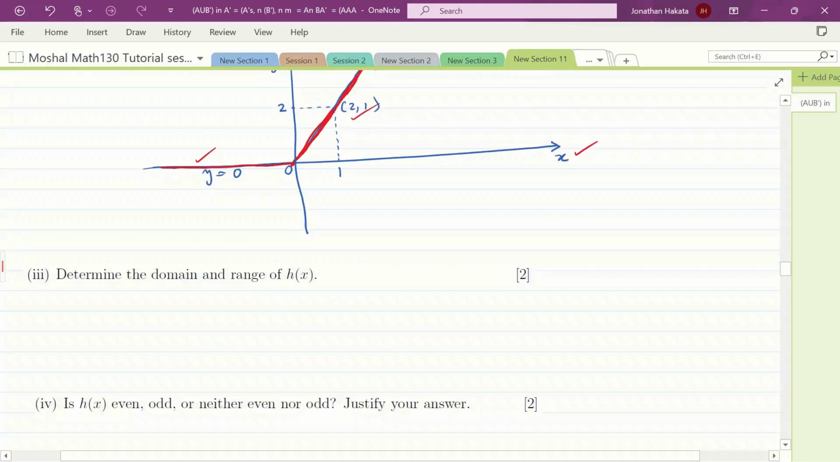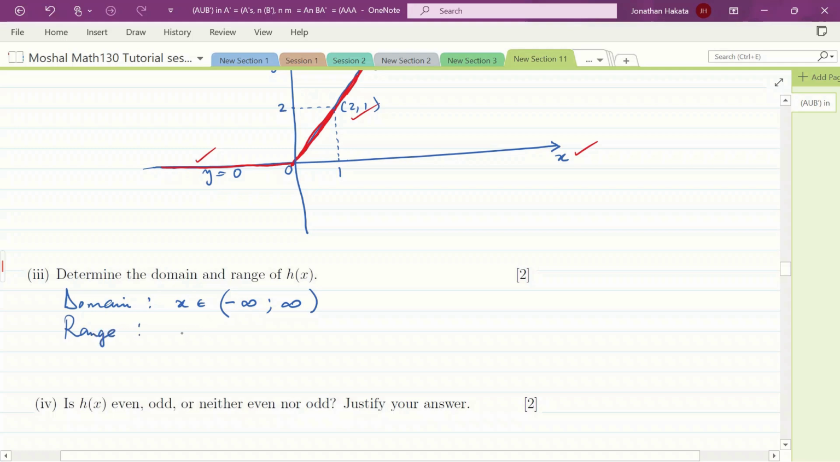Let's move forward. Determine the domain and range of h of x. So let's start off with the domain. The domain is such that x is an element of what? On the left hand side, it stretches to negative infinity. And on the right hand side, we take all the numbers to positive infinity. Okay, there is no restriction.